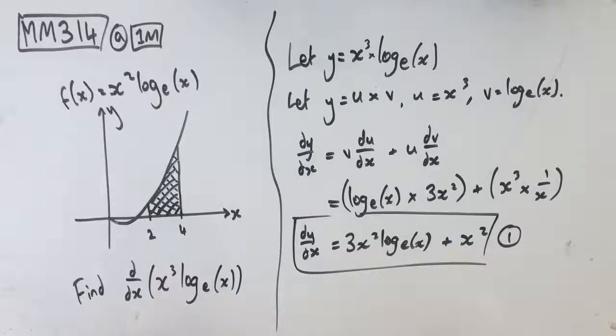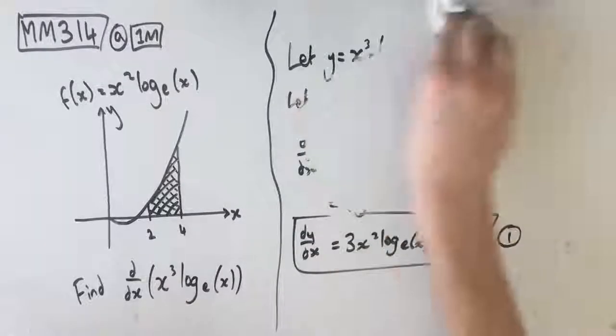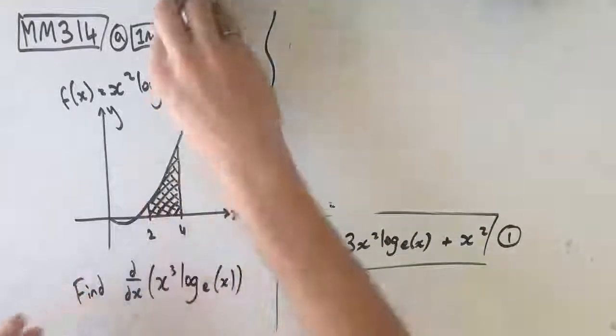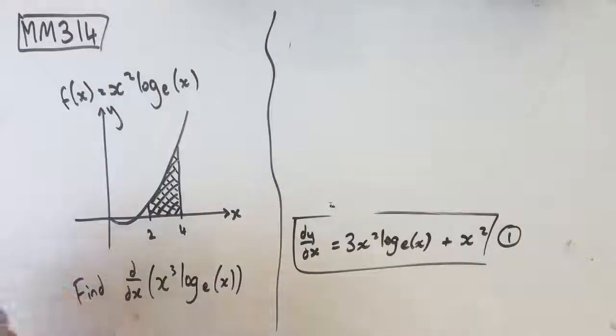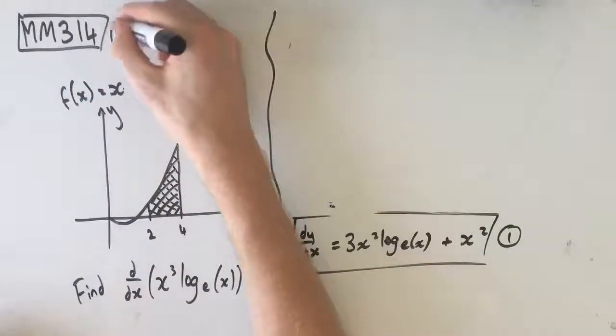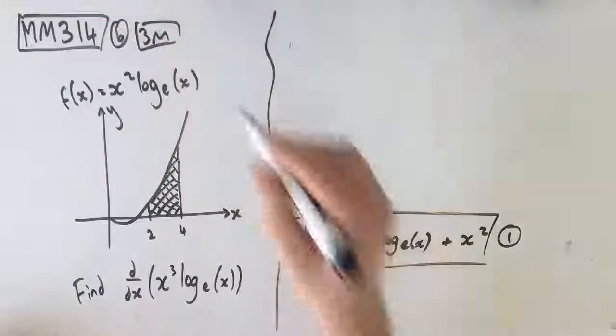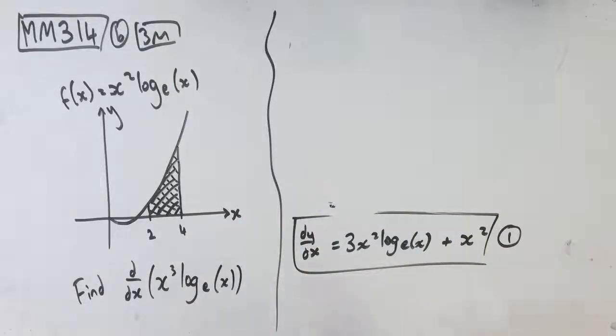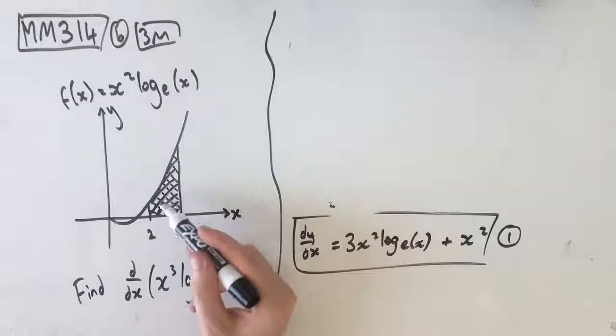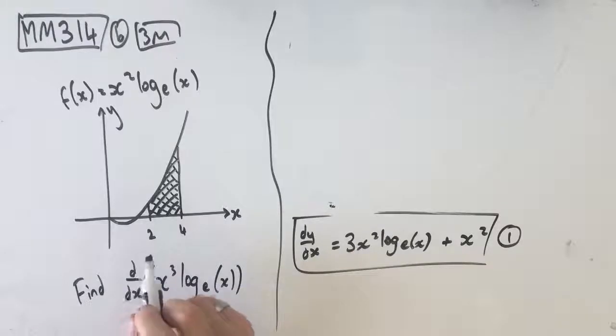Now part B is a 3 mark question. And it is a little tricky because we're dealing with integration by recognition here. Okay, so we've got part B, 3 marks. Now, it says, hence find the area of the shaded region in the graph above, so this area here, in the form a log e of b plus c, where a, b, and c are non-zero real constants.